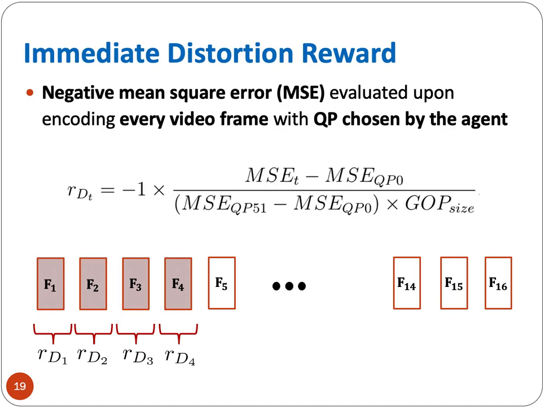Now let's turn to the reward signal. Reward is the score given to the agent for the action it takes, and how the reward signal is designed could crucially determine how the agent behaves.